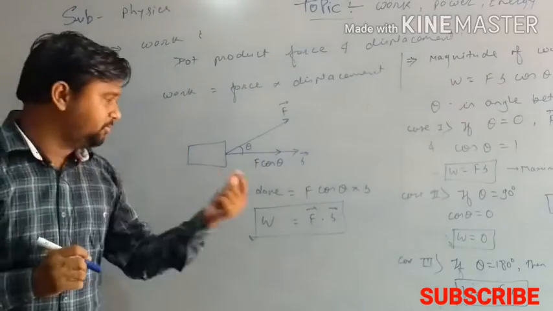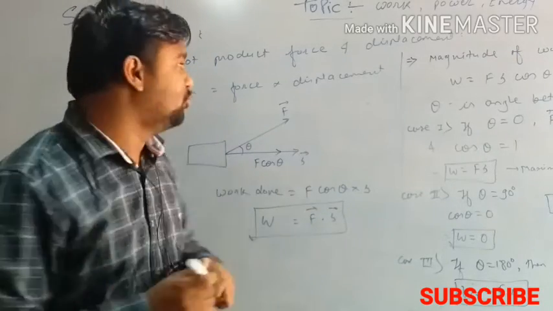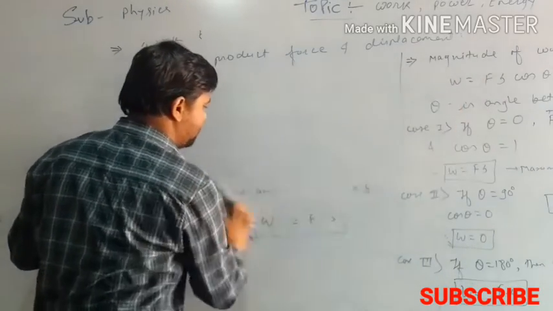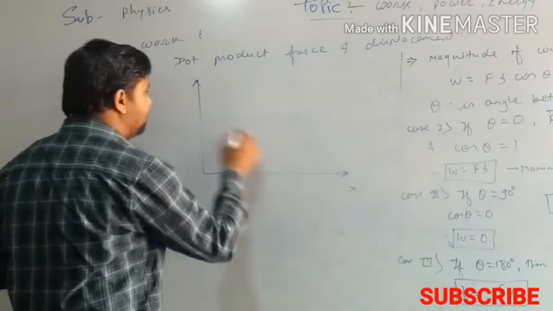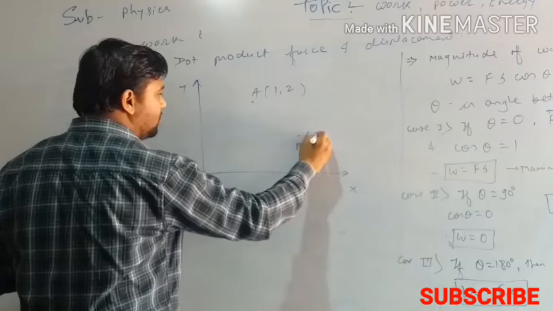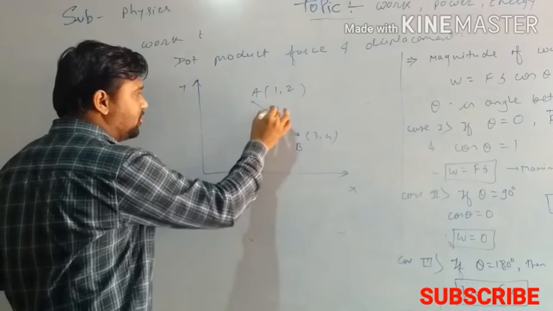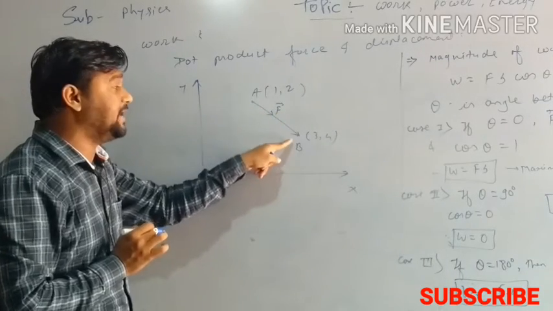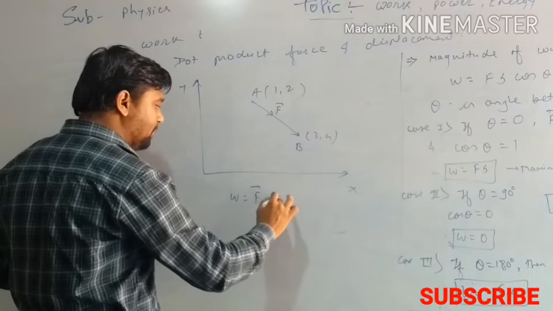Again, one more thing, that is the displacement. The displacement vector can be found out if you have the coordinates of 2 points. Let's take an example. If I say in a two-coordinate system, that is x and y, there is a point A having some coordinate (1, 2), and there is a point B having a coordinate (3, 4), and there is a displacement from A to B. Then the force exerted is in the direction of AB, and the displacement is A to B. Then we can find out the work done, that is F bar dot AB bar.